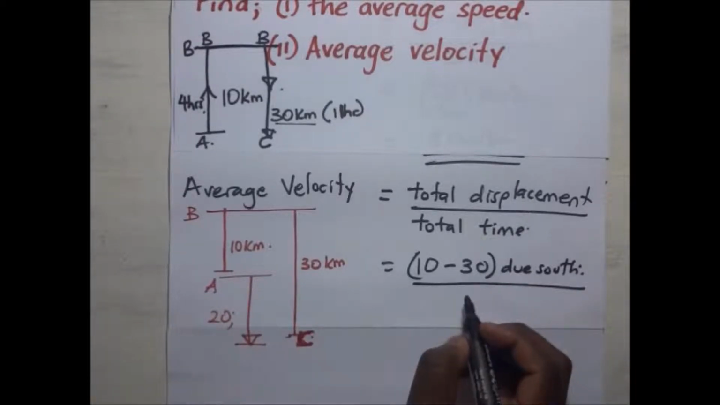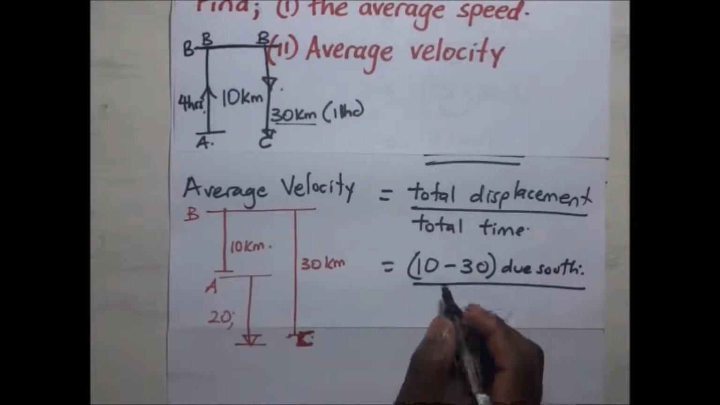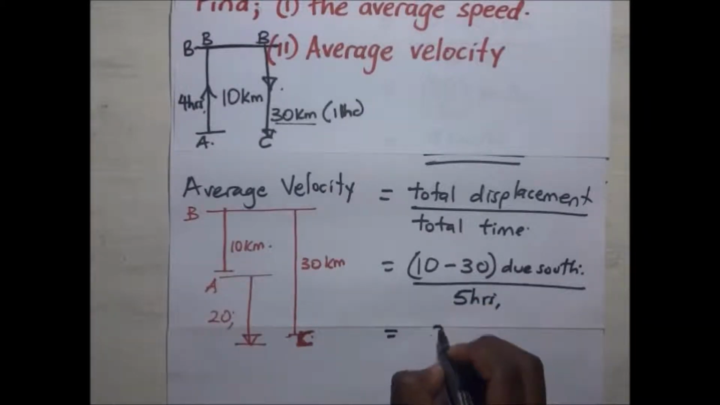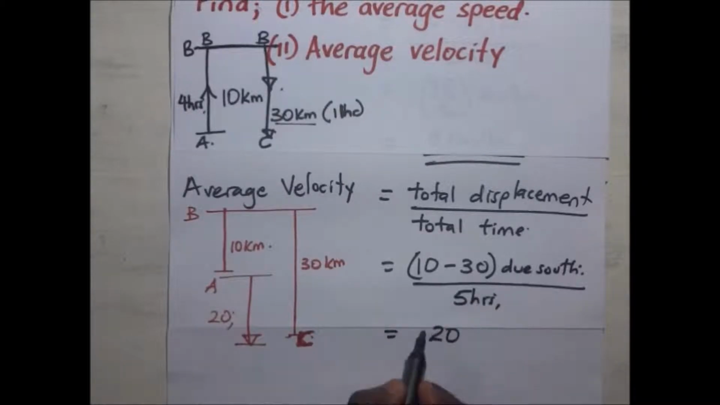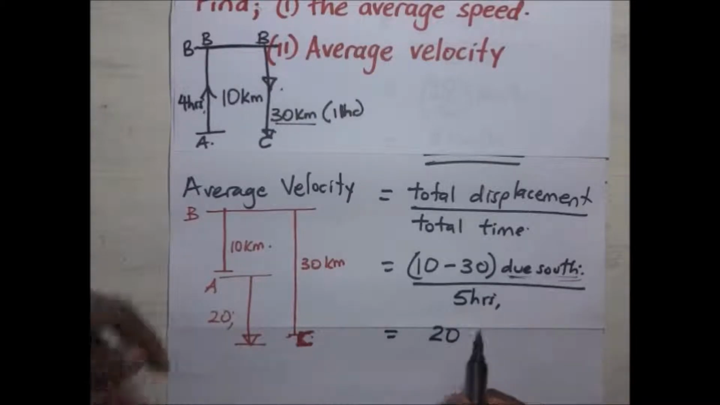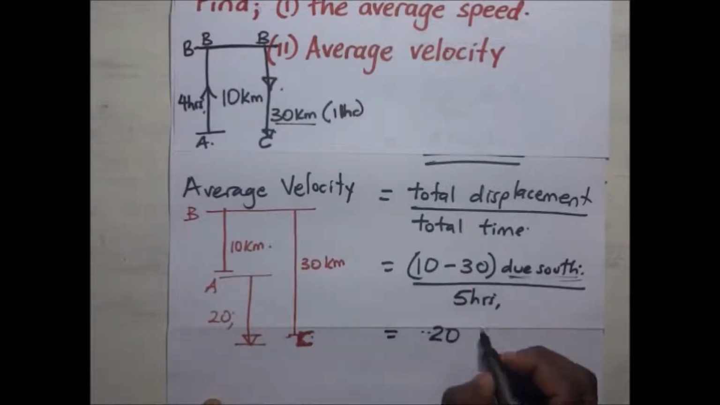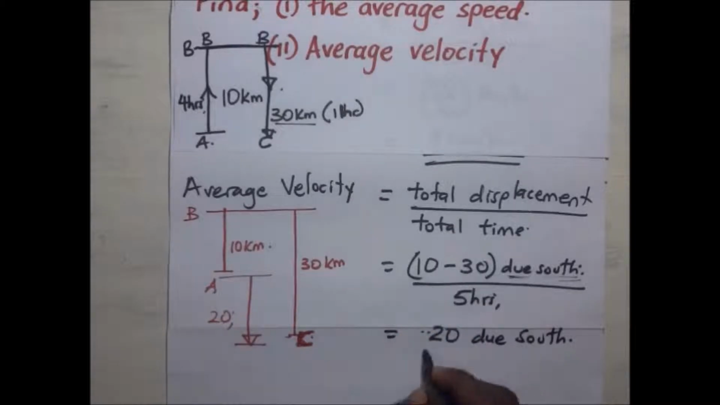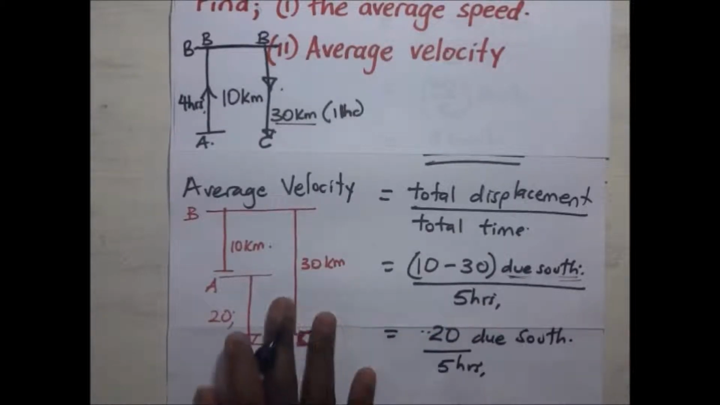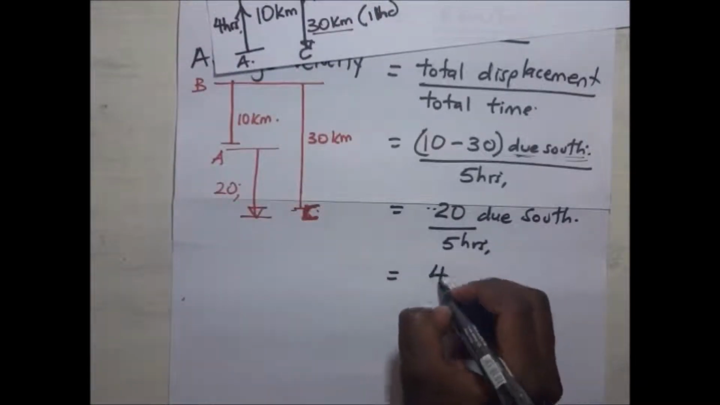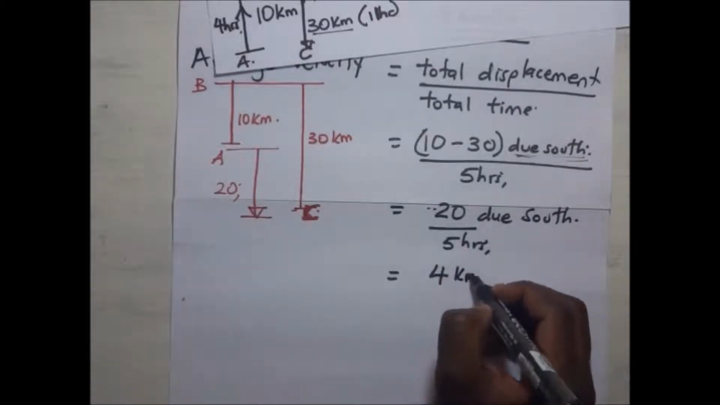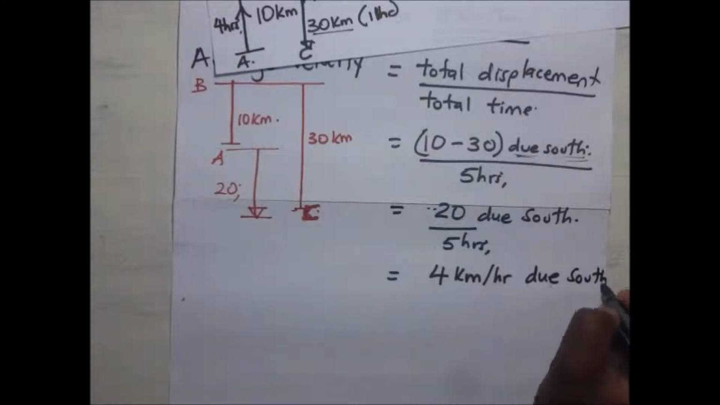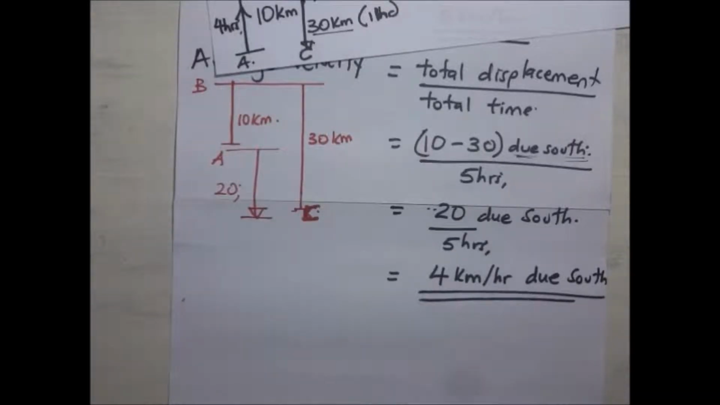Divide that by the total time taken. Of course the total time taken is the same as before, which is 5 hours. Now 10 minus 30 here is negative 20. That negative is represented by the south because it is 20 kilometers southward. So that negative here is due south. Divide that by 5 hours, and of course 20 divided by 5 is 4 kilometers per hour due south. And definitely this is the average velocity of the body.